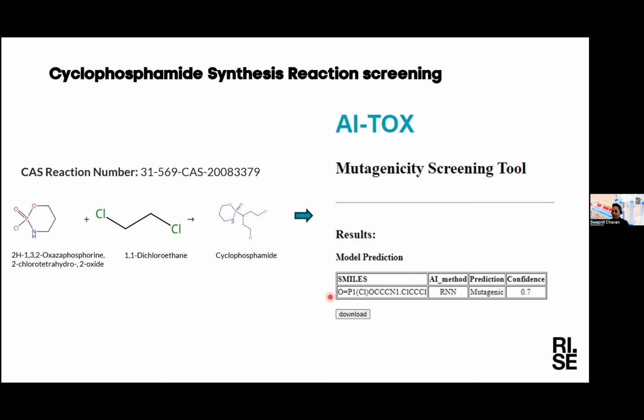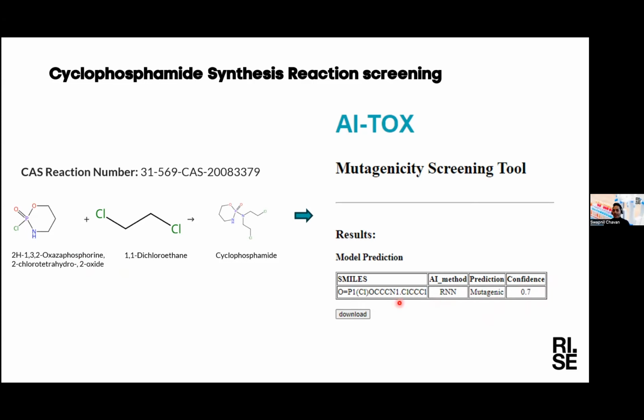What I did in the input is I used this first group, and then with a full stop, we added the dichloroethane as a second group. Using this input, which is a SMARTS format of a reaction, our model has predicted this as mutagenic with slightly low confidence, but with a true output, that is the mutagenicity. So these AI models are not only limited to a single compound, but they can be extended to a reaction, which a traditional method cannot do.